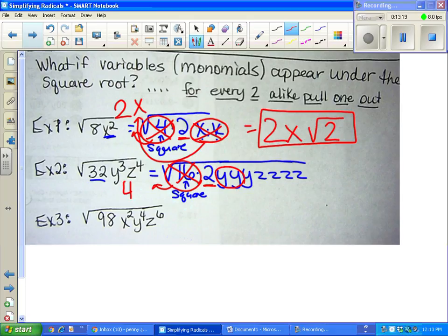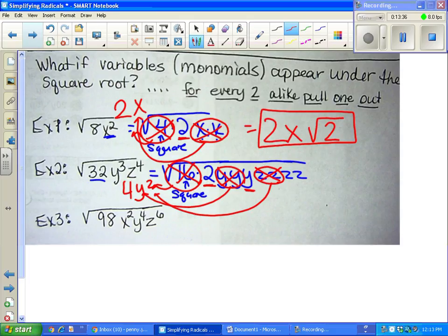So I have 2 y's. There's an extra y, but for those 2 y's, I'm going to pull out a y. This y has to stay. For every 2 z's, I can pull one out. So I got 2 here. I'm going to pull out a z. Those 2 are gone. Okay.